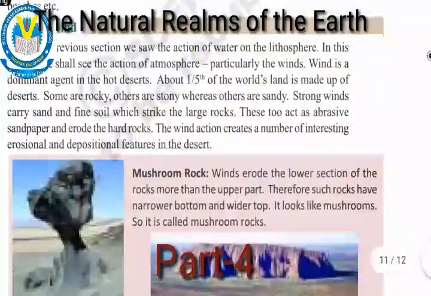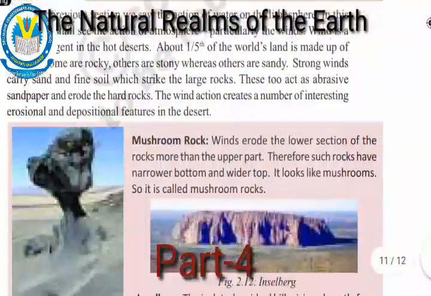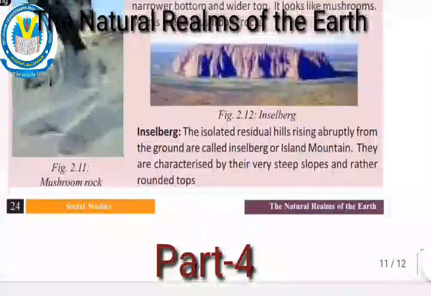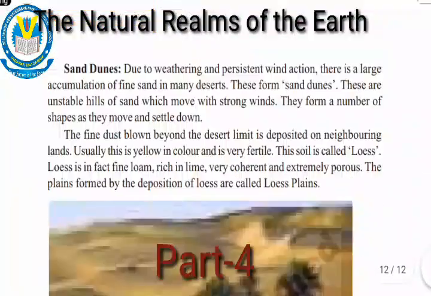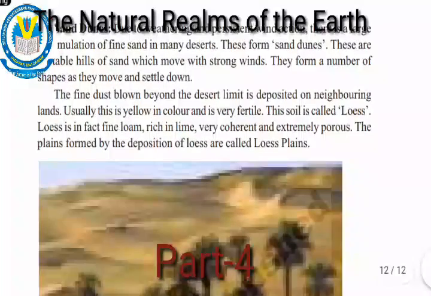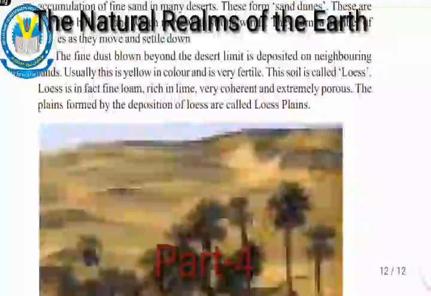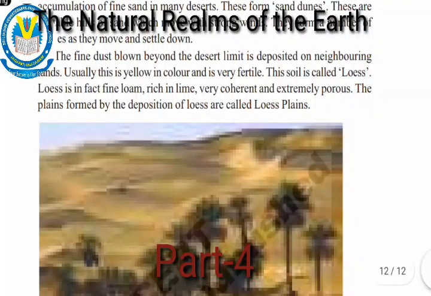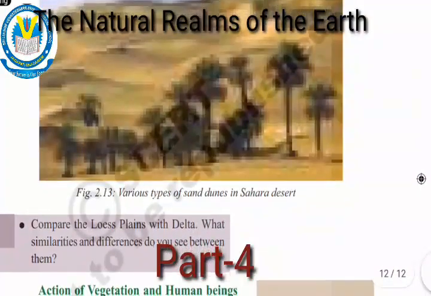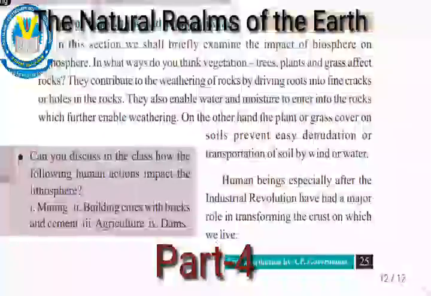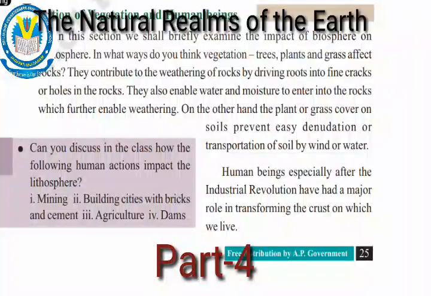Then the work of wind and the work of water. Because of wind, we have mushroom rocks and sand dunes in the deserts, and then we also have a lot of cliffs in the oceans. So, because of the air and because of water, we get something called third order landforms.